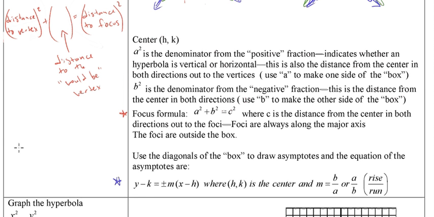So we'll have y minus the y value of the center equals plus or minus the slope, because remember there's one going positive and one going negative, times the x minus the x value of the center. All right, a lot of information there, but hope that helps.